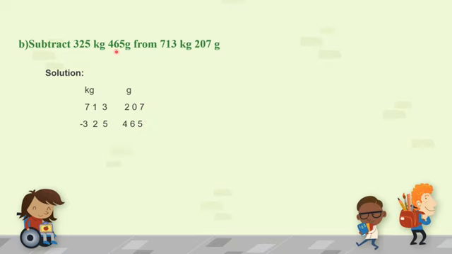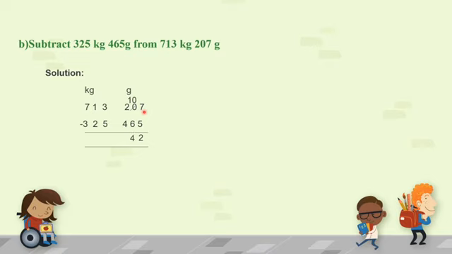Okay, you have to only see kilogram. Compare kilogram, which number is greater, that number has to be written first. And since 713 kg 207 gram is greater, that number will be written first, and then will come 325 kg and 465 gram. After having arranged the numbers, start your subtraction. 7 minus 5 is 2. 6 cannot be taken away from 0, so we will borrow 1 and make it 10.